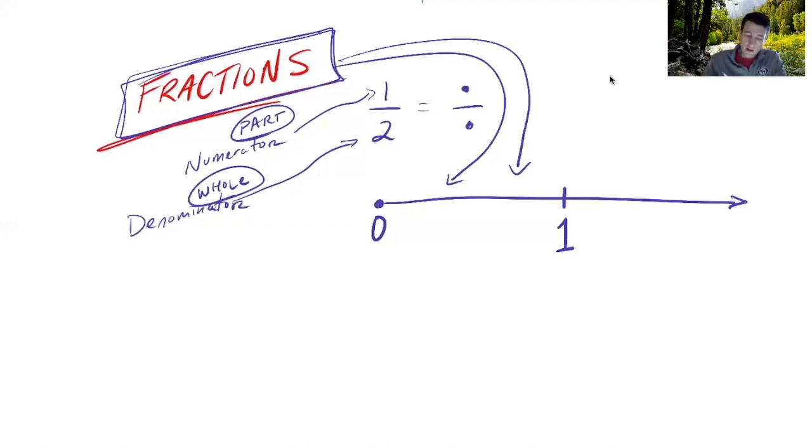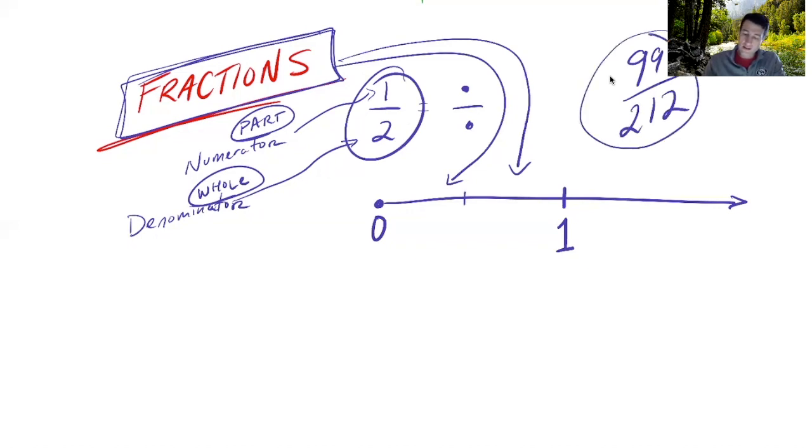So if you were to say, like this example right here, 1/2, that would be right smack in the middle between 0 and 1. But a wacky fraction like 99 over 212 is still not bigger than 1. Actually, this is very close to 1/2, but not exactly. It would just be on this side of 1/2. All proper fractions, where your numerator is smaller than your denominator, live between 0 and 1, the part of the whole.